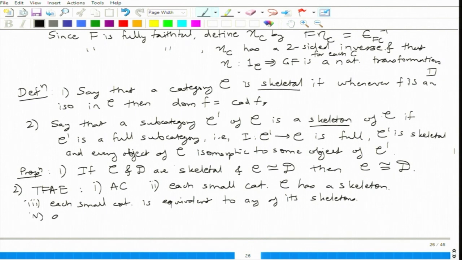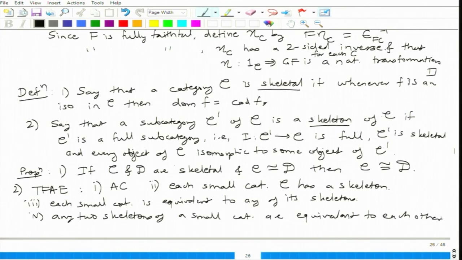And last one, any two skeletons of a small category are equivalent to each other. Even though I am talking about small categories over here, I am not really using that the category is small. I am using something weaker, that the collection of isomorphism classes of objects forms a set. Yeah, I am not really using that.